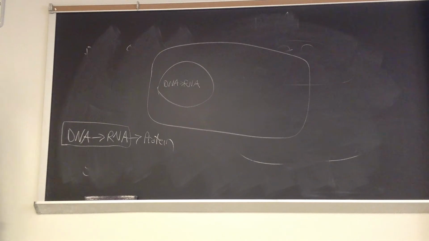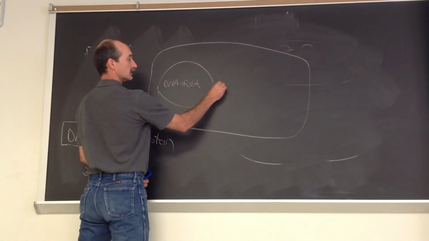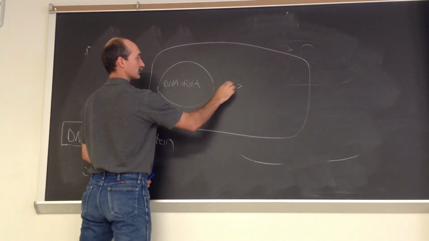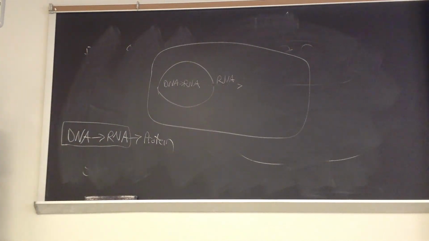And that RNA now has to move out, so we're going to make a little opening here. Here's our RNA, it's moving out, that's my little dotted line. It has to move out through those nuclear pores. And now it might go somewhere. Where do you think it might be going?